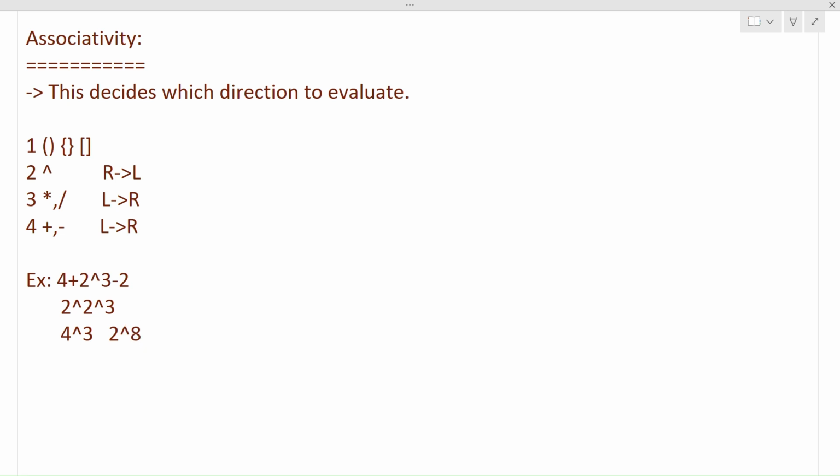These are two expressions we got, but here the associativity rule comes and it will decide from left to right or right to left. For this, right to left means first we will evaluate this expression and then we come to this expression. Okay, this is how associativity will work and tell us. Let's write it here. That means 2 power 8, and this 2 power 8 will become 256. Okay, this is how the associativity rule works.